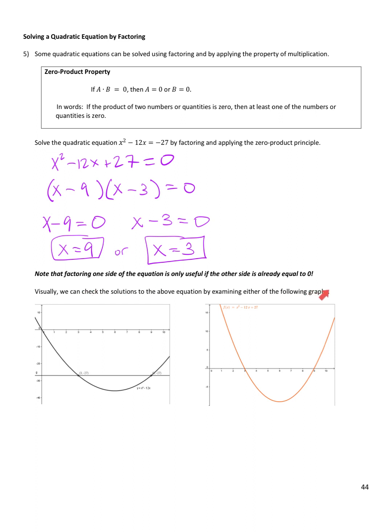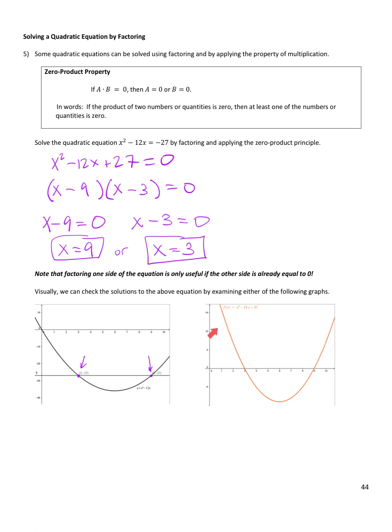Visually, we can check our solutions to this original equation by graphing. You can graph y equals x squared minus 12x. That's this parabola. And y equals negative 27. That's this line here. And the x coordinates of the intersection points are your solutions. So we've got a 3 and we've got a 9.